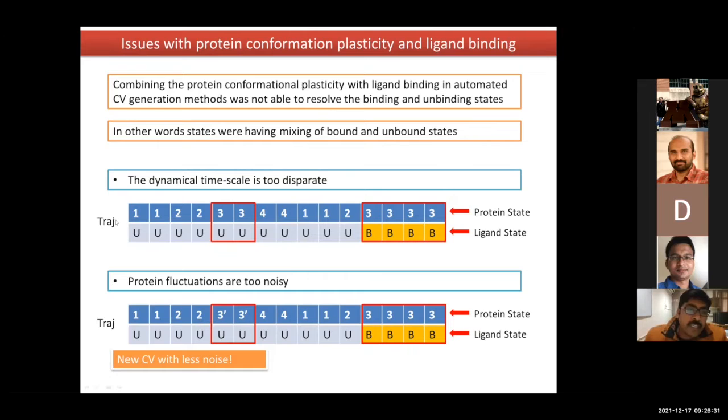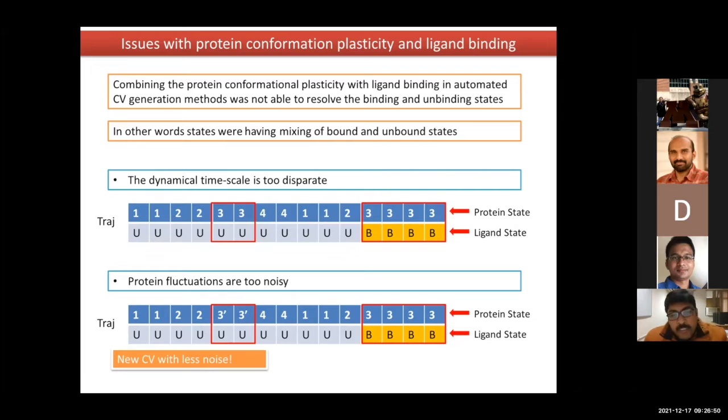As you can see in this trajectory, I have shown a schematic there. We can map the trajectory into different states. Each frame is mapped like 1, 1, 2, 2, 2, 3, 3. And we can see that state 3 has both unbound and bound states if we put the ligand state on that conformation.